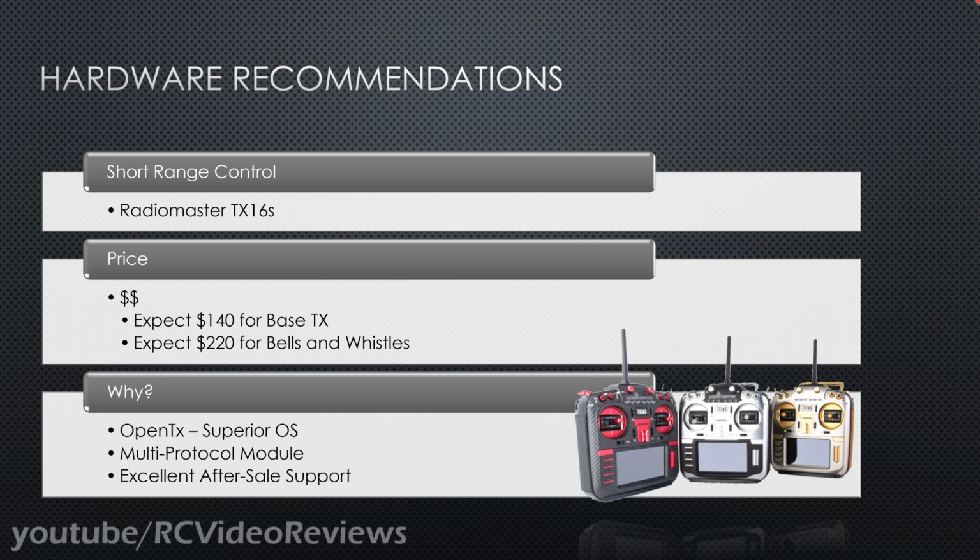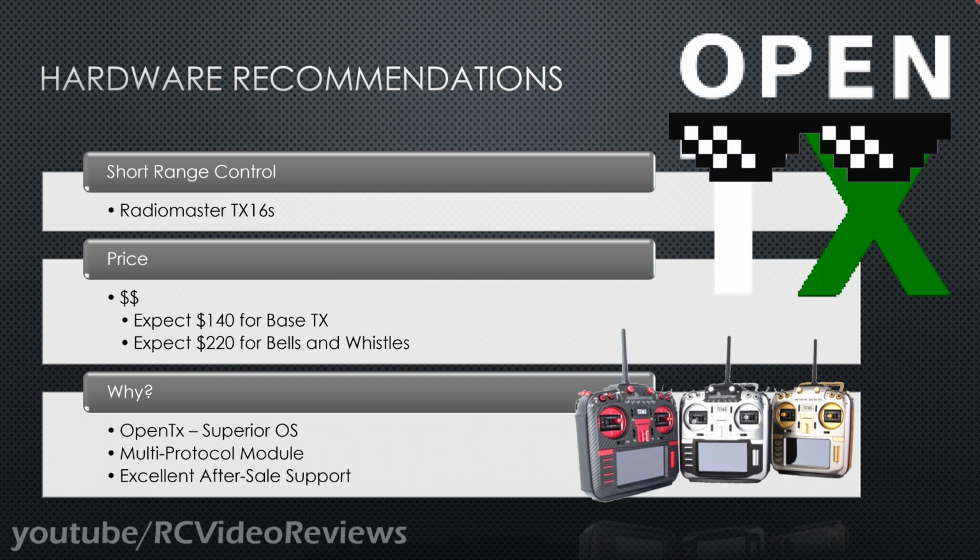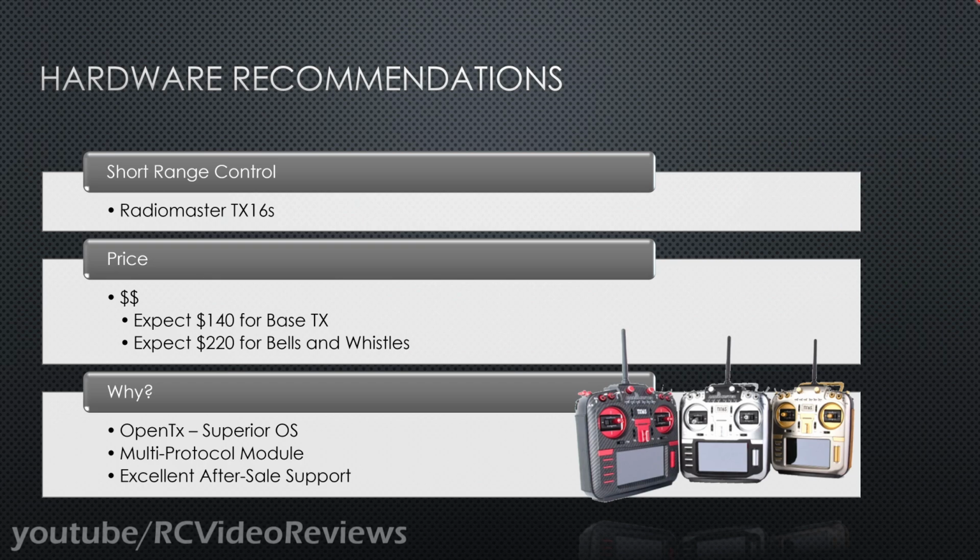You can expect to pay about $140 for a base transmitter and up to $220 for a fully loaded one with all the bells and whistles like you see here on the slide. Why do I like this platform so much? First off, OpenTX. It's a superior operating system for radios, and that's all there is to it. I also really like that multi-protocol module because I can combine it with just about anything sold. And RadioMaster also has excellent after-sales support.